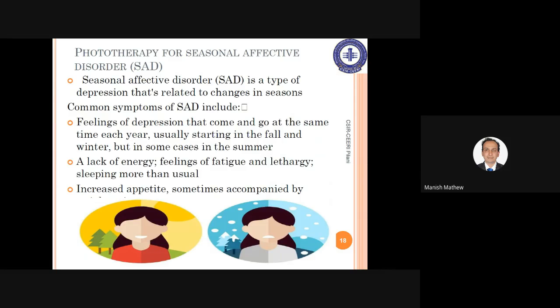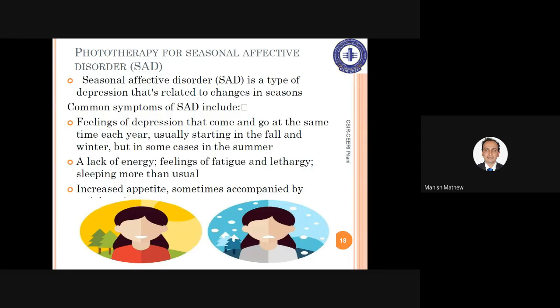The third use of these LED lights is for the treatment of SAD, that is seasonal affective disorder. I think this is less relevant here in India. It usually happens when there is a change in climate, like now we are moving from summer or hot weather to the winter. During this change in time, there is always a disorder or a change in mood. This is called seasonal affective disorder.